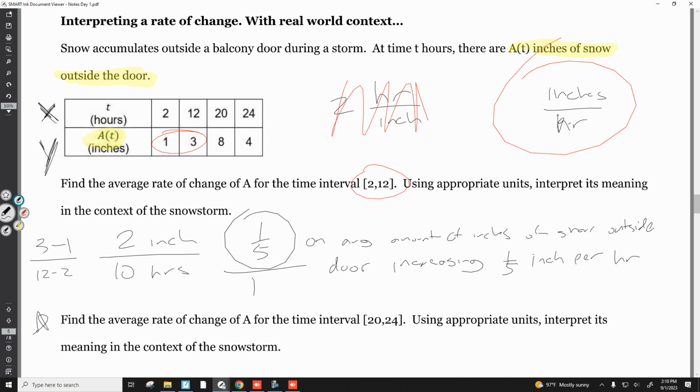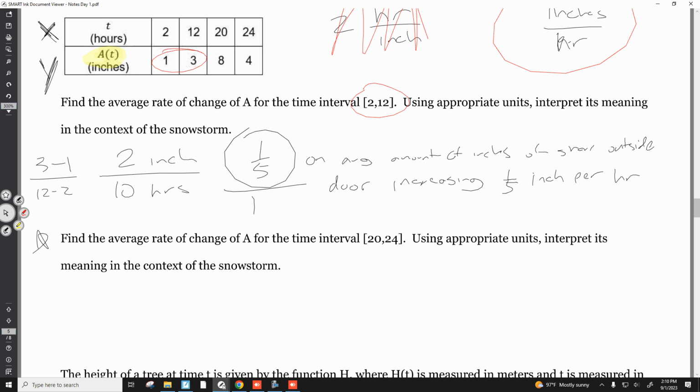The value is -1. We go down 4 inches over 4 hours. On average, the amount of snow on our balcony in inches is decreasing 1 inch per hour. What could be happening over the course of the day? Snow falls, and then it starts to melt. Change is right. Change is what's happening. That's what life is. Change.